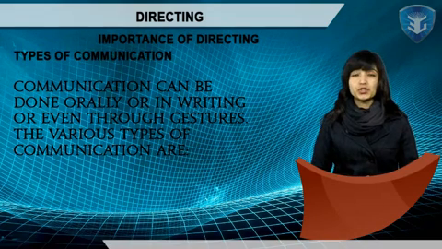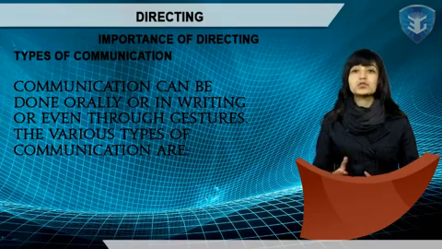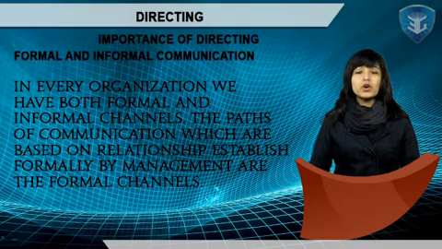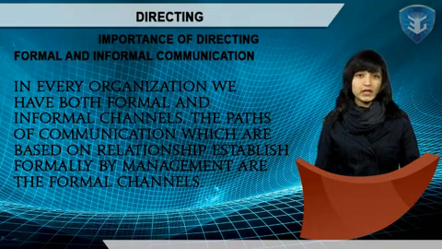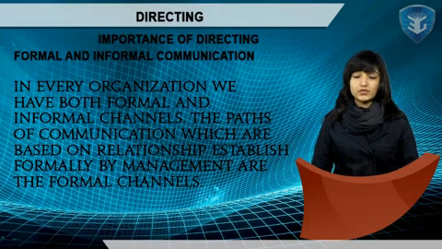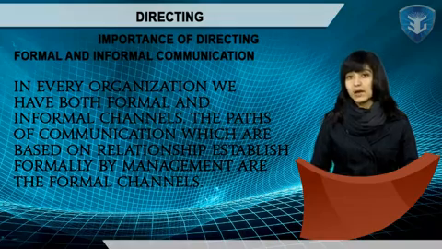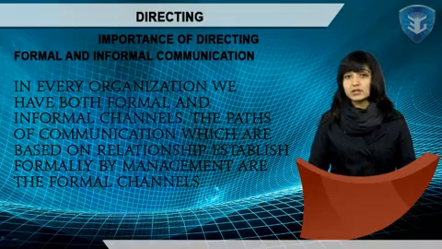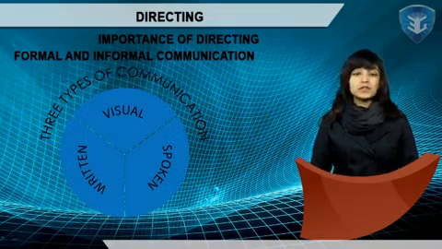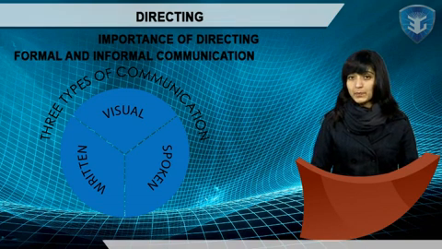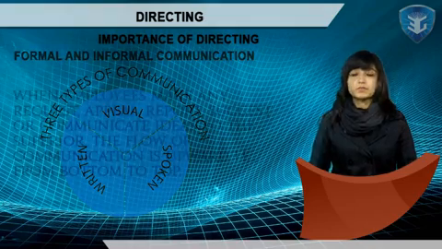Types of communication. Communication can be done orally or in writing or even through gestures. The various types of communication are formal and informal communication. In every organization, we have both formal and informal channels. The parts of communication which are based on relationships established formally by management are the formal channels. Communication that takes place on the basis of informal or social relations among staff is called informal communication.